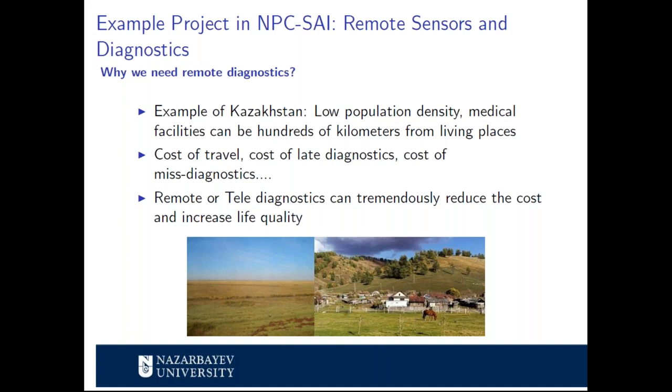Now, as you know, if we take the example of Kazakhstan, Kazakhstan is the 9th largest country.